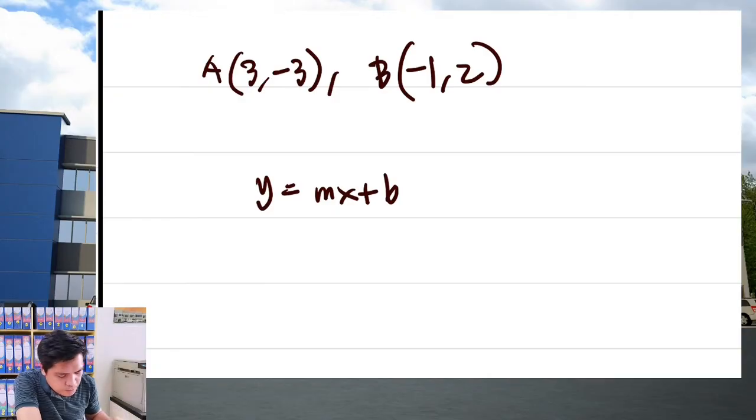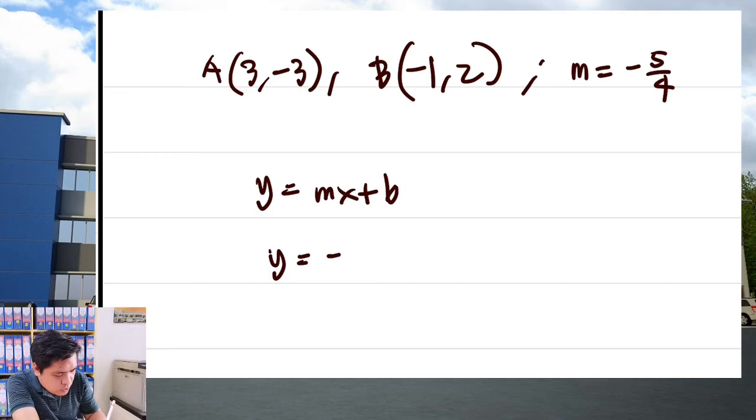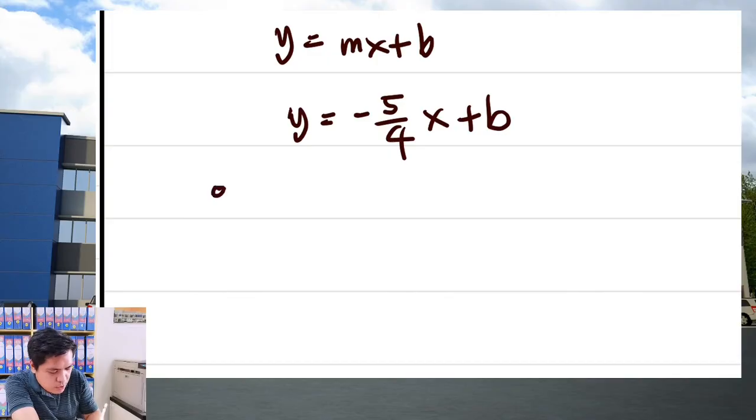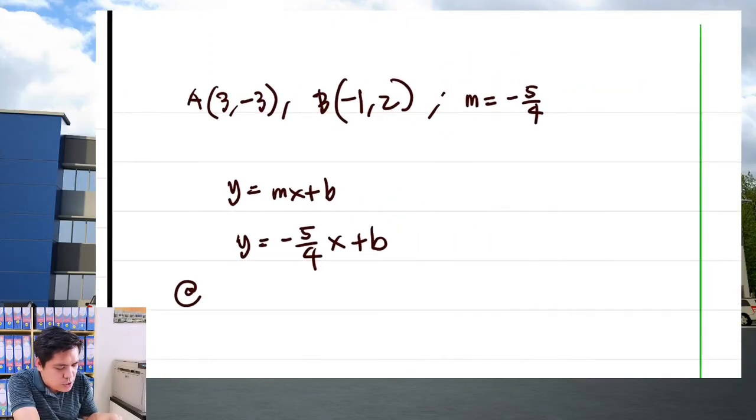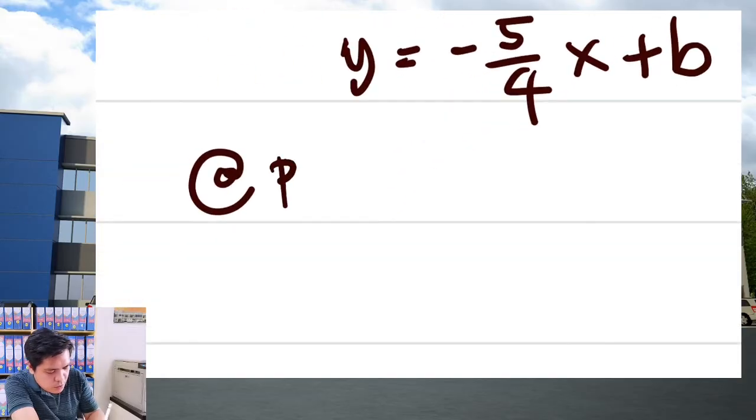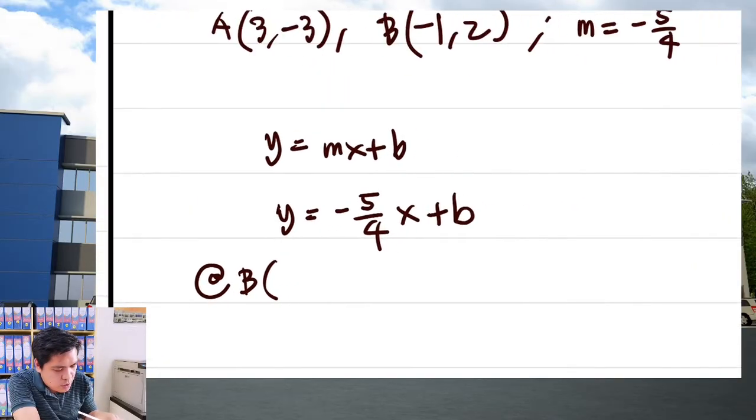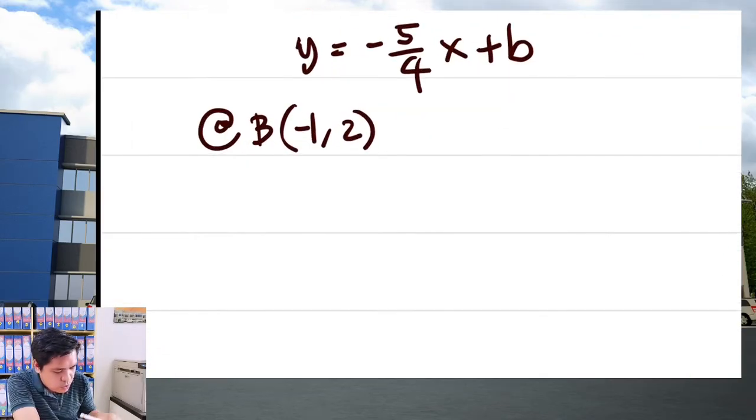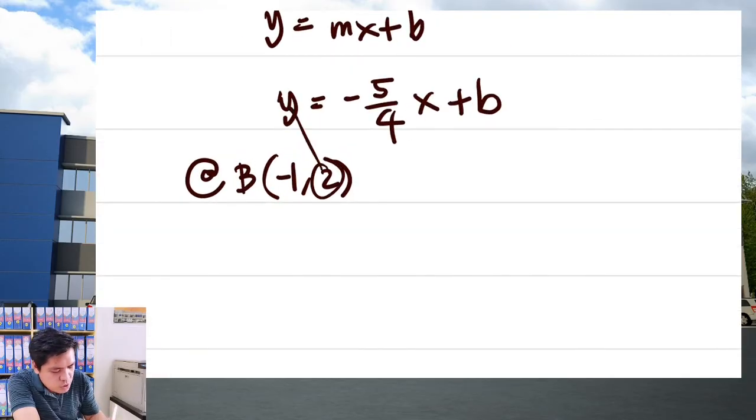That would be okay. So, from the previous solution, we already solved the value for the slope, which is just negative 5/4. So we'll just substitute it here. Therefore, y is equal to negative 5 over 4 x plus b. Now, we could approach it this way. If we consider either of these points, let's say point B. At point B, the coordinate is negative 1 and 2. So that means the value of x is negative 1 and the value of y is positive 2.